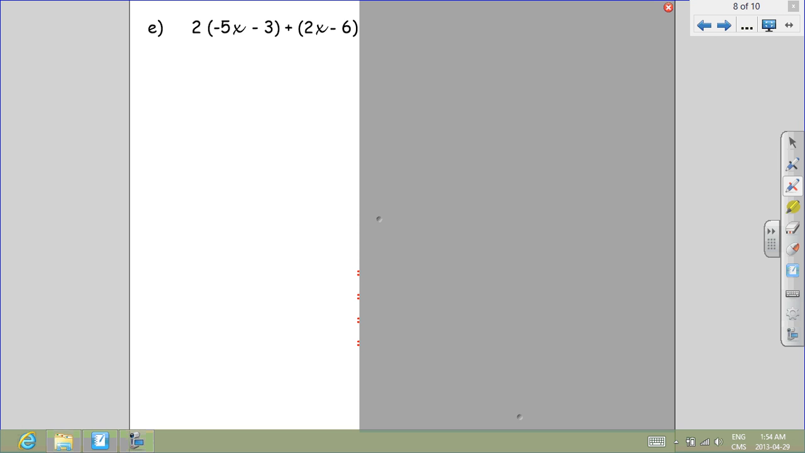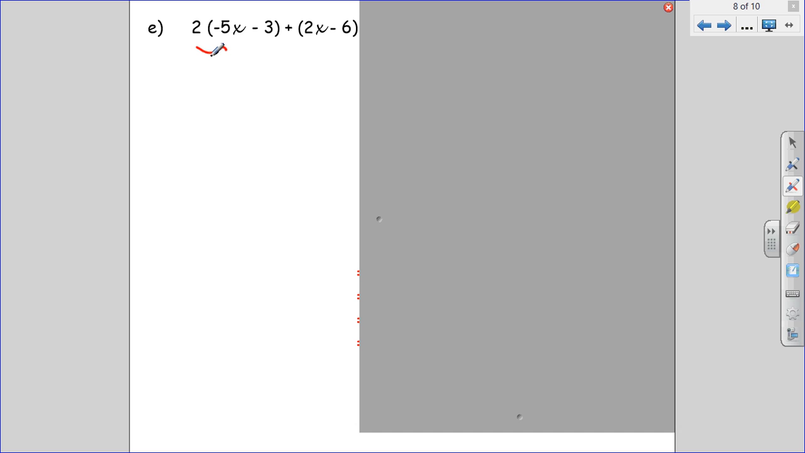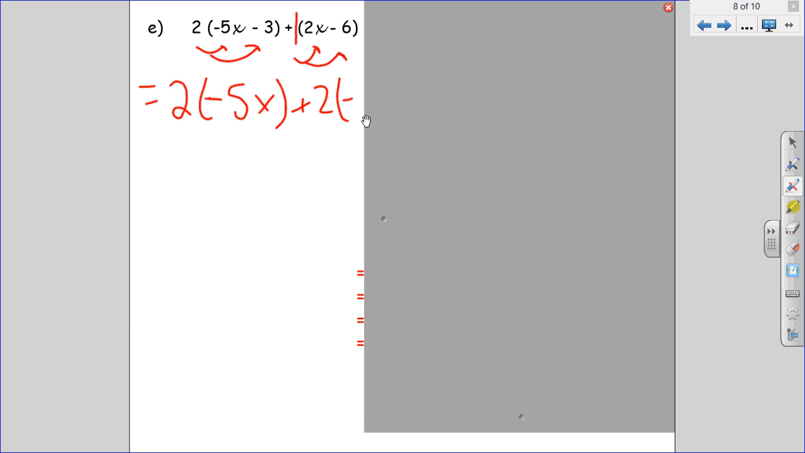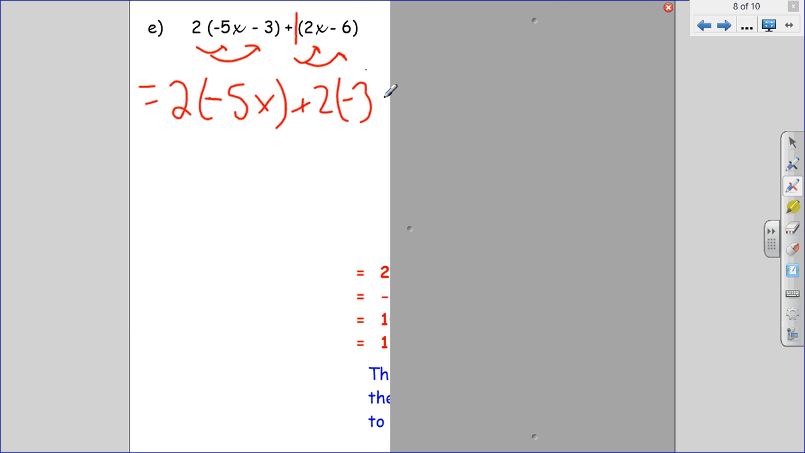Again, this one here, I'm going to distribute the 2 with the negative 5x and the negative 3, and I'm going to stop because I see a bracket. Now I see plus, and I don't see a number in front of the bracket. I'm going to put a 1 there because that's what that means. I've got one bracket. So 1 times 2x, 1 times negative 6. So it's 2 times negative 5x plus 2 times negative 3, and then plus 1 times 2x plus 1 times negative 6.